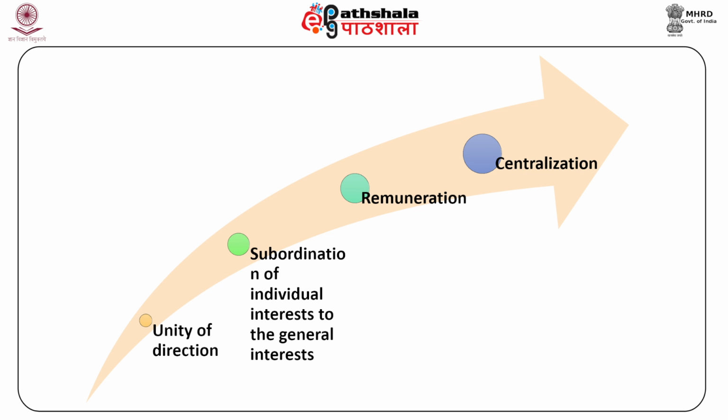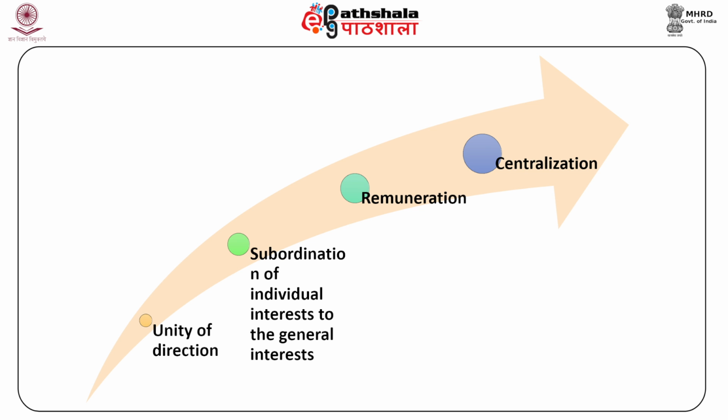Next, subordination of individual interest to the general interest. The organizational interest supersedes all individual interest. Hence, the interest of organization should be above the interest of the individuals working in an organization. Next, remuneration. Employees should be given fair wage for their work.